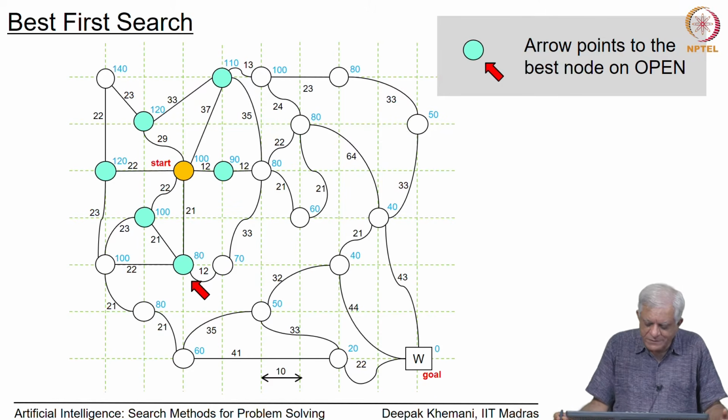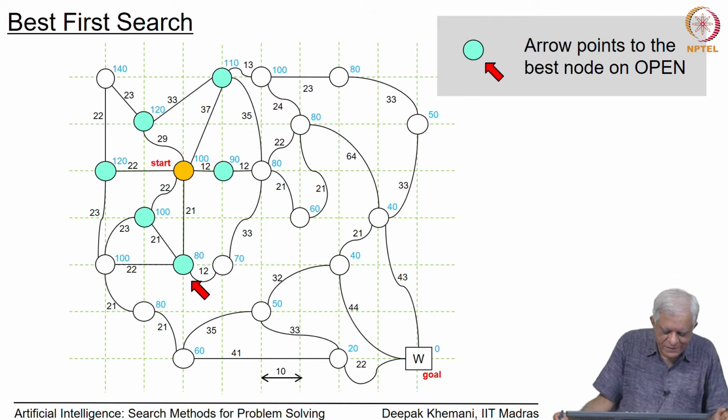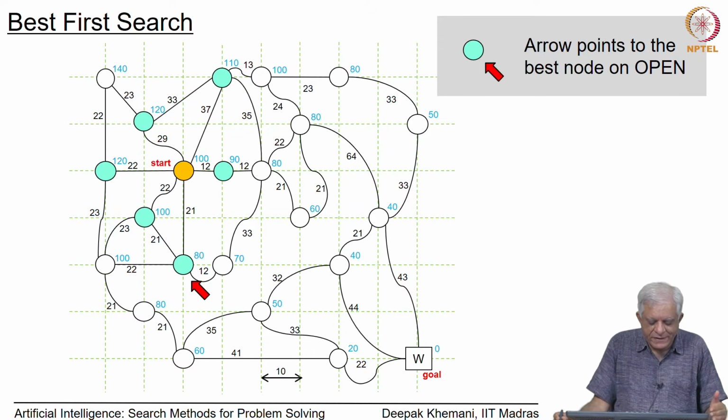So, we put the start node in closed, and as I said, it is in orange or brown or whatever it looks on your screen. And once we expand that, we generate its neighbors, and you can see there are 5 neighbors of the start node, and this red arrow will tell us which is the best neighbor at any given point. So, these nodes in cyan will be the set of open nodes, and the arrow will tell us which is the best.